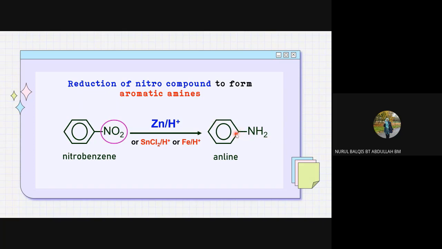Okay, directly attached to it. Reactions ni bukan substitution, dia adalah reduction. From double bond O, dia akan jadi H. Sama macam awak buat C double bond O tukar jadi COH, right? Yes, yes. Okay, good. So this is the first reactions involved to prepare amine. So ni dari chapter 6 lah.